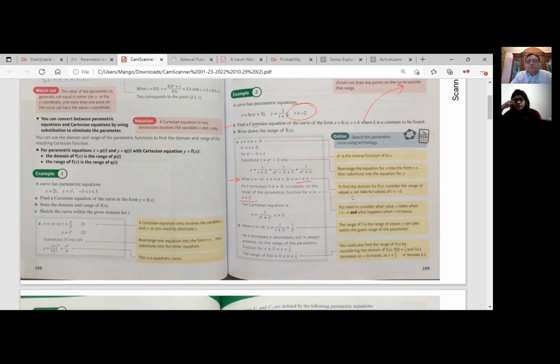Continue reading from here, the next paragraph. The Cartesian equation is y equals 1 over e to the power of x plus 2, where x is greater than 0. When t equals -2, y equals 1 over t plus 5, where they substituted -2 and got a third. As t increases, y decreases, but is always positive. So the range of the parametric function for y is between 0 and a third. You get the idea?